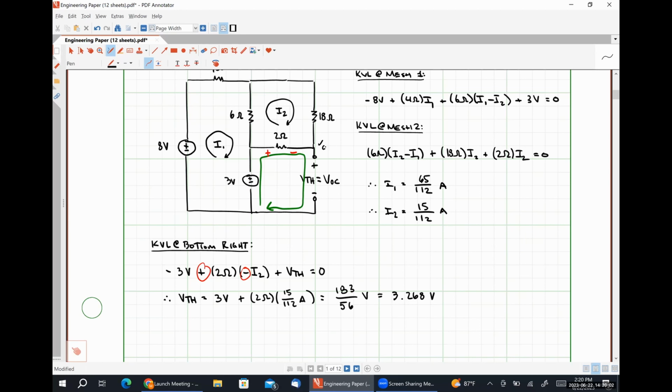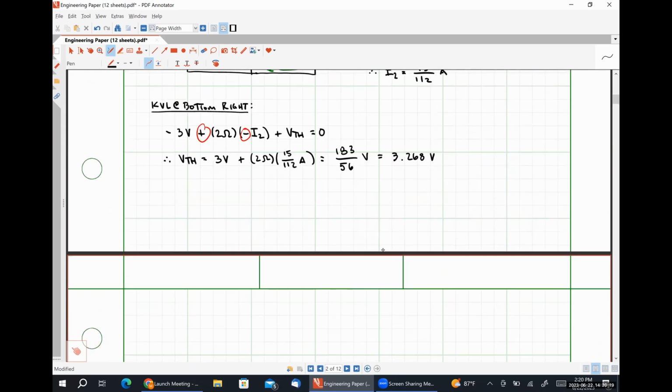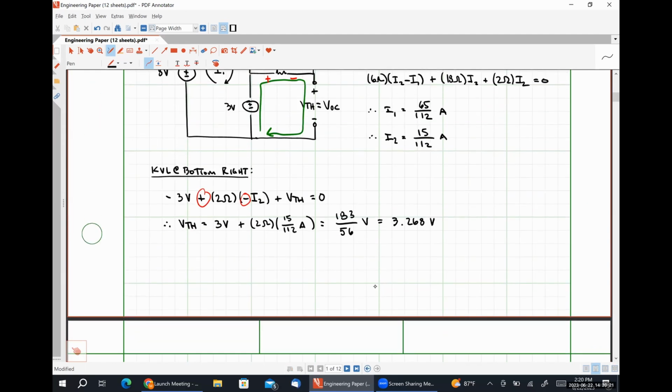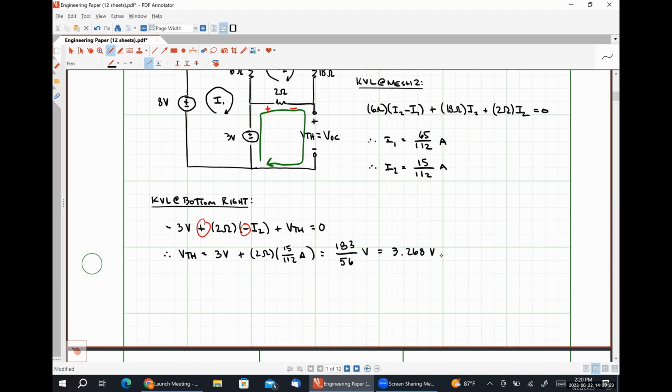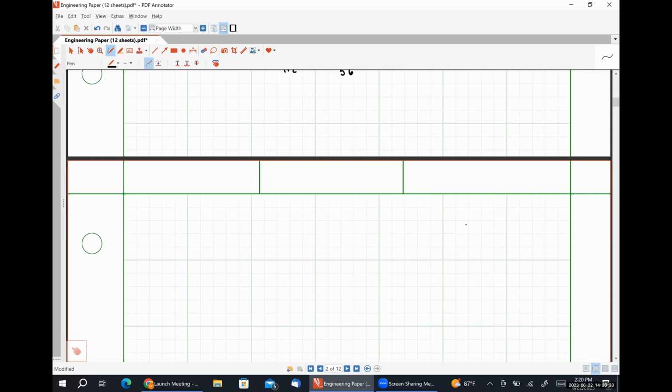So effectively, nodal analysis and mesh analysis wound up being the same number of steps because of the topology of this circuit. All right, so our next step is going to be, well, actually, before we do that, anybody have any questions about what we did here to find the Thevenin voltage? All right, so our next step is going to be to find our Thevenin resistance.